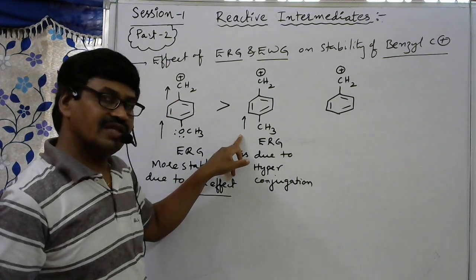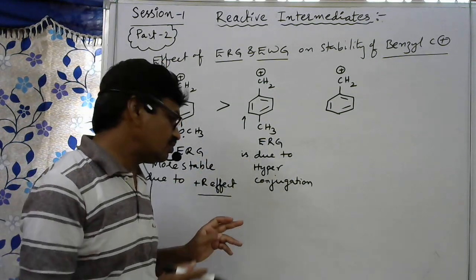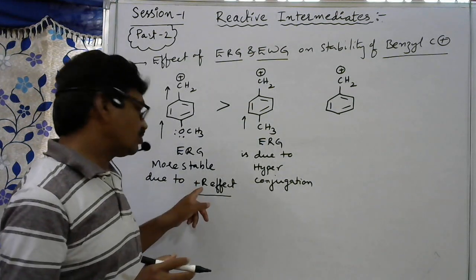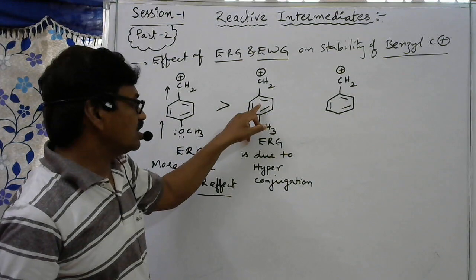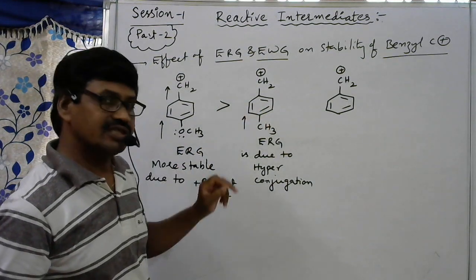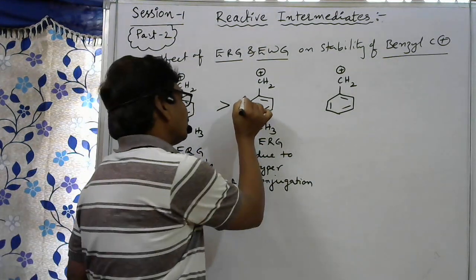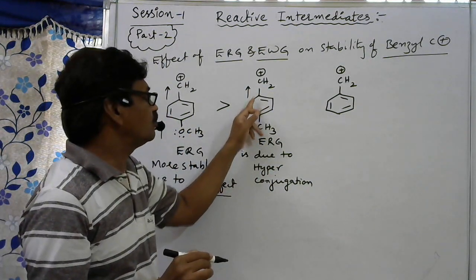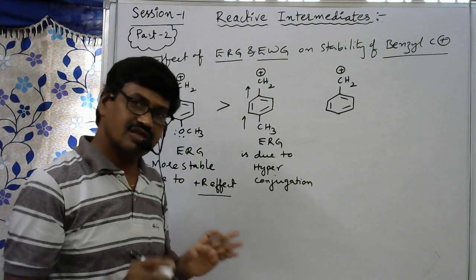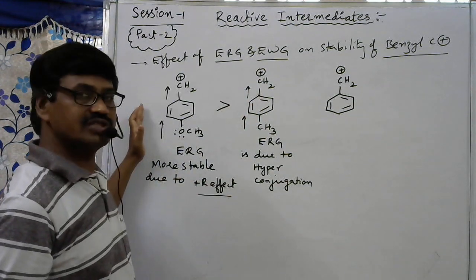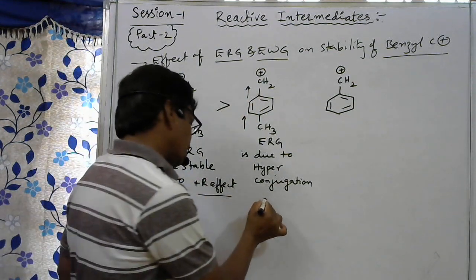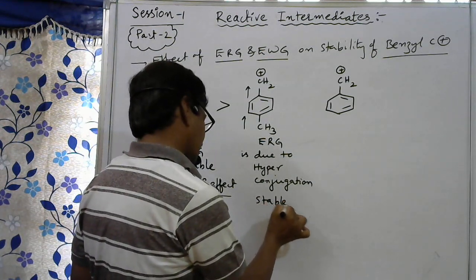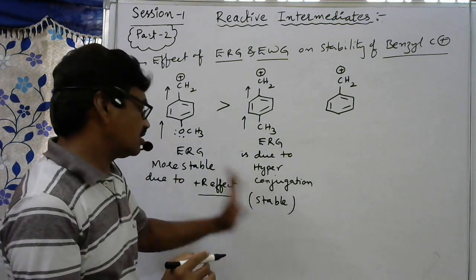But here CH3 is also an electron releasing group, but it is due to hyperconjugation. Hyperconjugation effect is weaker compared to resonance effect, so more electron density will not move towards the ring. So not that much electron density moves to CH2 plus compared to this. Here also electron density moves to CH2 plus. The CH2 plus is compensated, but not this much compensated. So it is also stable, I am writing. It is stable, but this one is more stable.